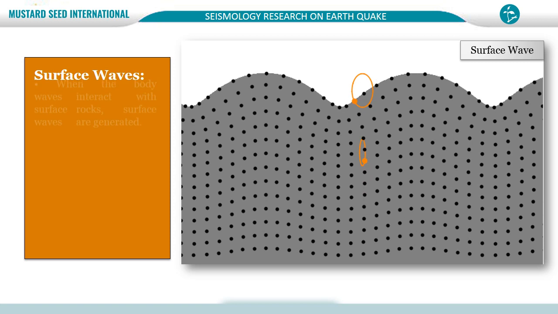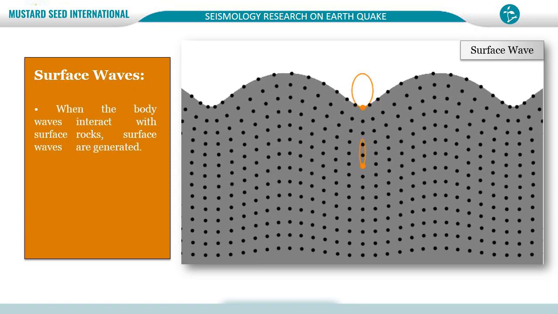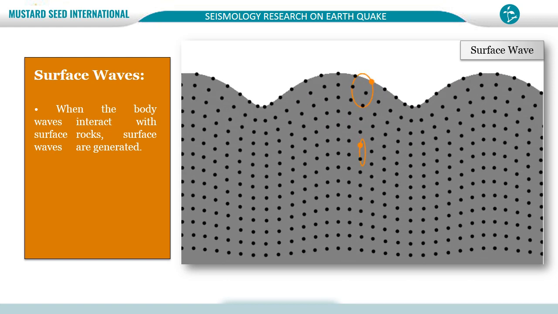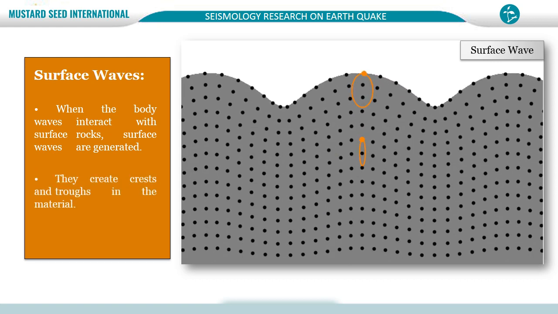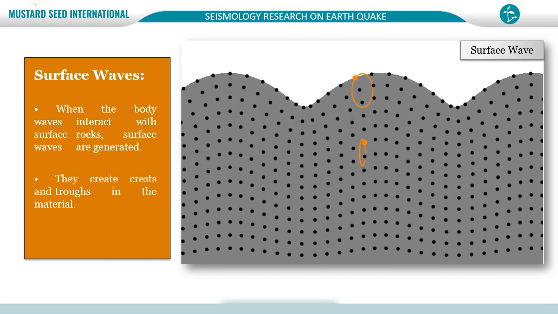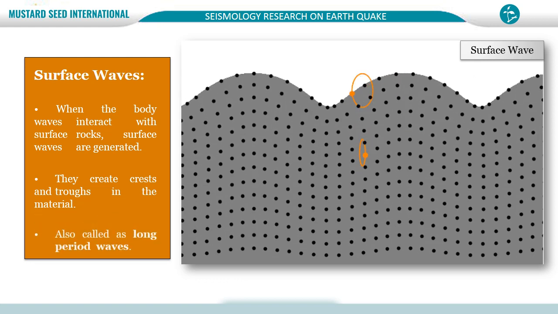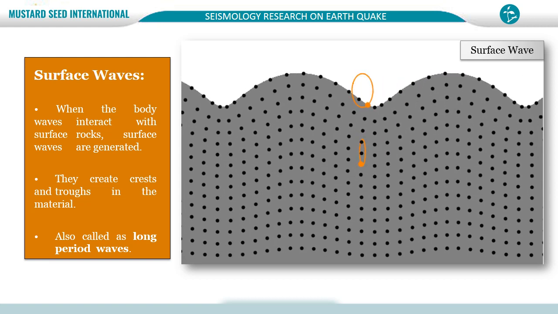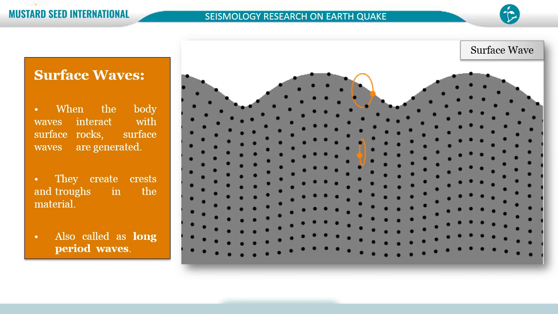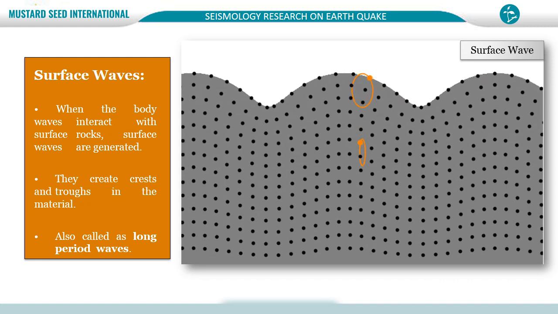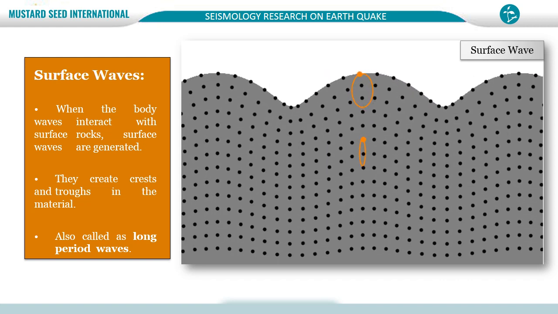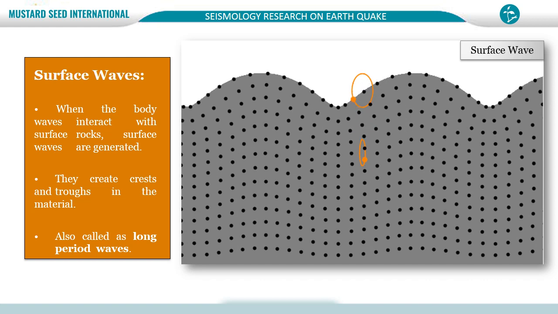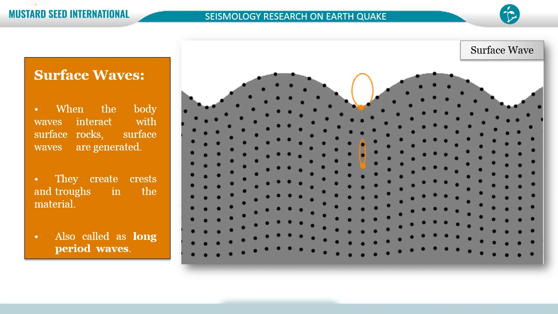Surface waves. When the body waves interact with surface rocks, a new set of waves is generated called surface waves. These waves move along the Earth's surface. They create crests and troughs in the material through which they pass. These waves are also called long period waves. They are low frequency waves, they have long wavelength, and they have transverse vibrations. They develop in the immediate neighborhood of the epicenter. They cause displacement of rocks and hence the collapse of structures occurs. These waves are the most destructive, recorded last on the seismograph.